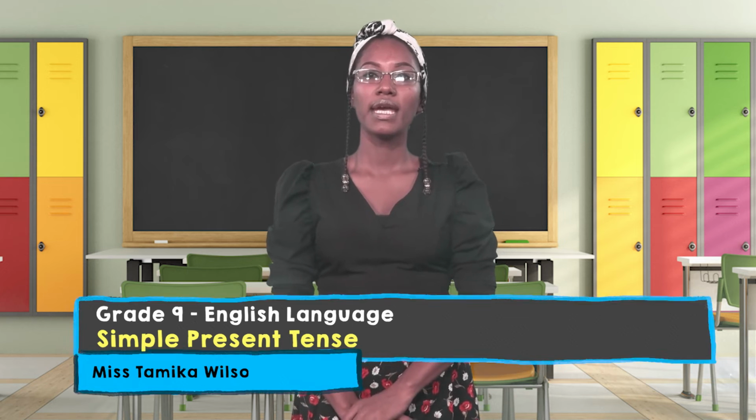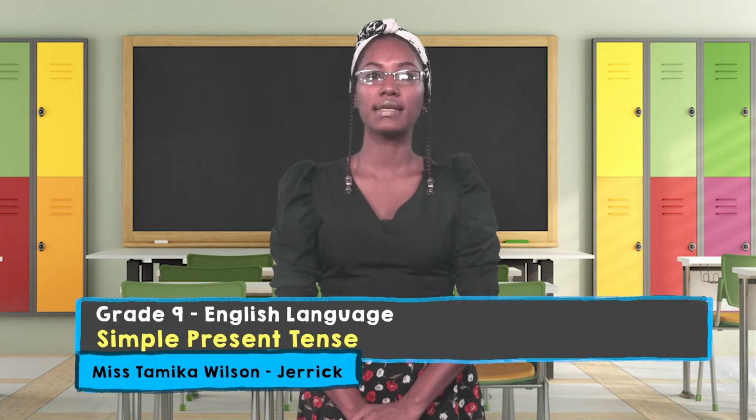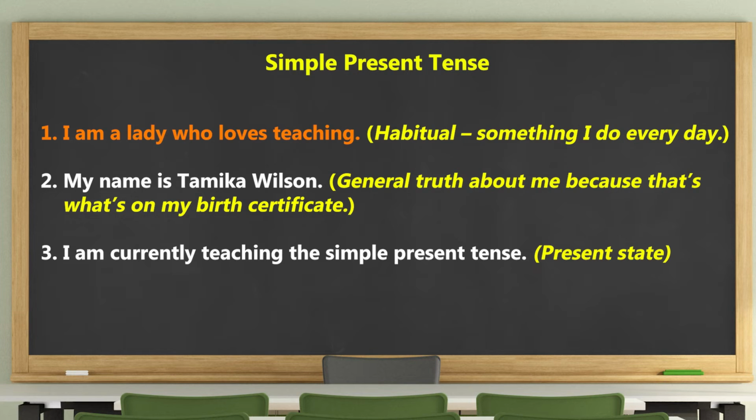All right, here are my 3 sentences. I am a lady who loves teaching. This is habitual. It's something I do every day. My name is Tamika Wilson. This is a general truth about me because that's what's on my birth certificate. I am currently teaching the simple present tense, and that is happening now.